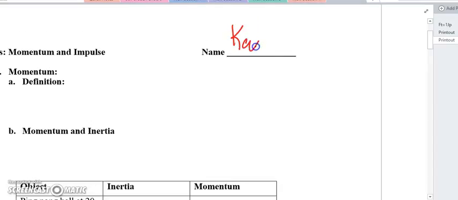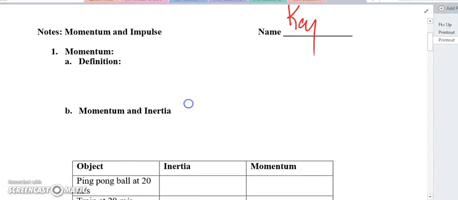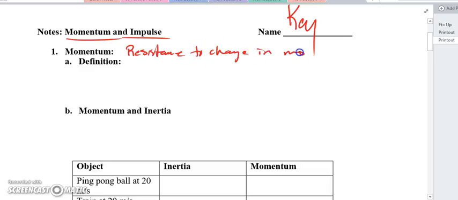So for this section, it's a quick section on momentum and impulse. So when you think of momentum, momentum is basically the laziness of an object, the difficulty it is to stop that object based on its mass and its velocity. So momentum is resistance to change in motion of a moving object.